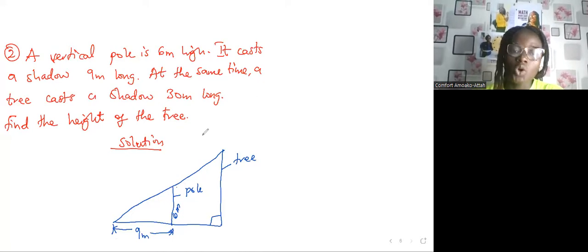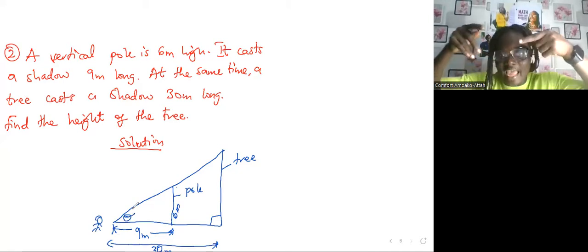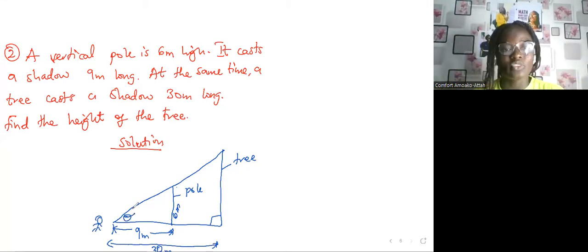We have the shadow of the tree also cast over here as 30 meters long. This is 30 meters. Okay. Now find the height of the tree. How do you find the height? Someone is standing here and that person observes or raises the eye level up. So this is the angle of elevation forming over here.